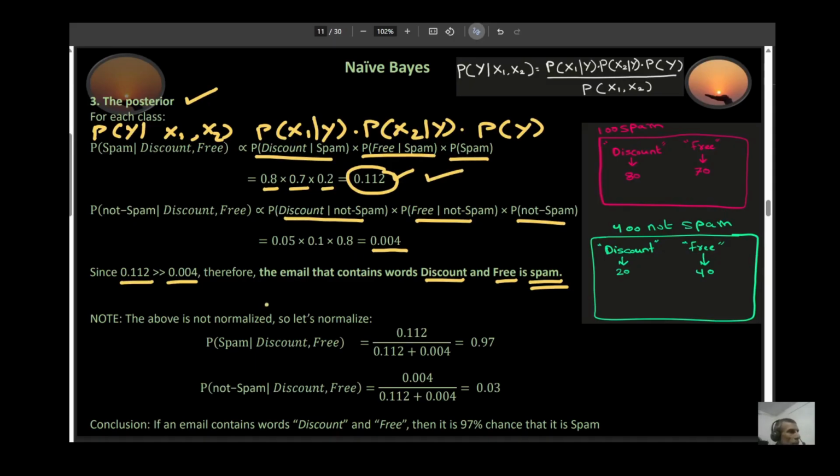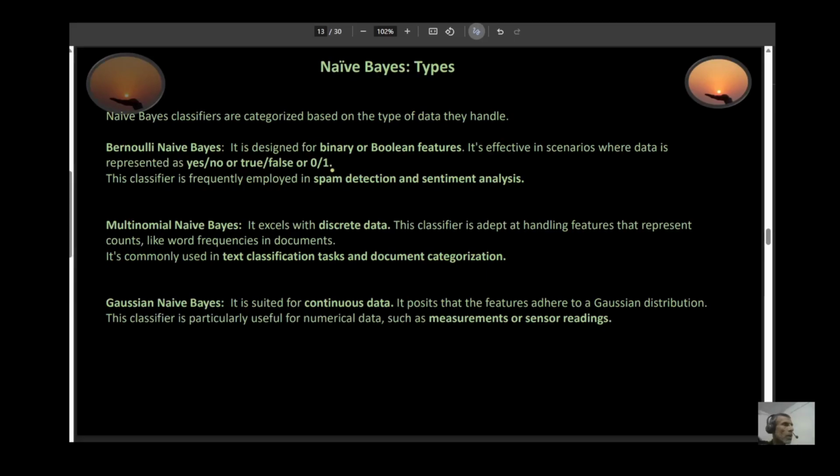It's a spam. Now, the above values are not normalized. They are not truly probabilities, so we're going to normalize them. The way you normalize them is you divide by the total sum. In this case, you divide by 0.112 plus 0.004, and this will give you the probability of spam given that the email has the word discount and free in it is 0.97. Likewise, the probability that the email is not spam given that it contains the word discount and free is 0.03. Conclusion: if an email contains the word discount and free, then there is a 97% chance that it is a spam.